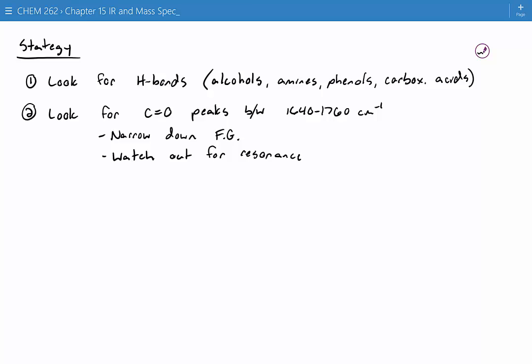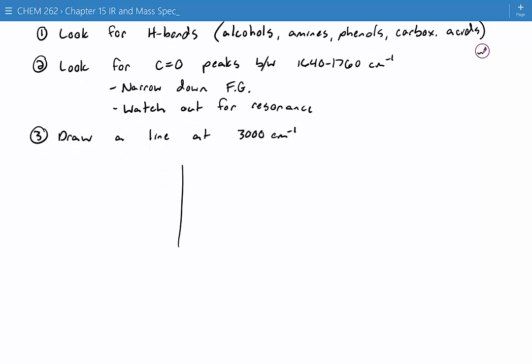All right, the third step in my strategy is that I draw a line at 3,000. Essentially, if you draw a line at 3,000 inverse centimeters down here, and then we've got all the way down to 400 centimeters over here, and then up to 4,000 over here, we can break these down based on the 3,000 centimeter line.